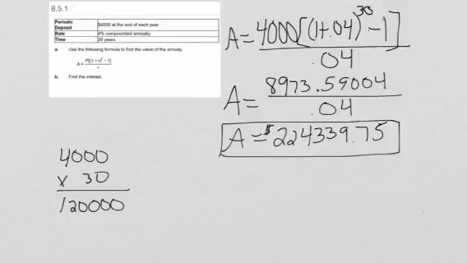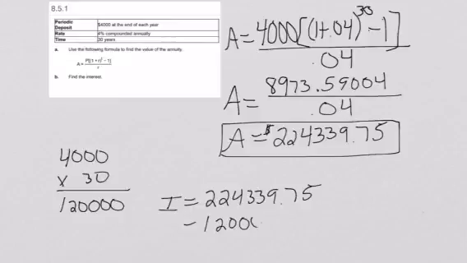Then to find the interest, for Part B, you take your accumulated total over the 30 years, and we subtract the amount that we put in.